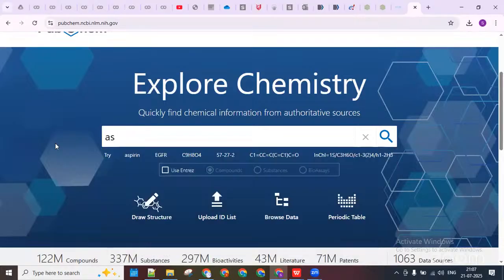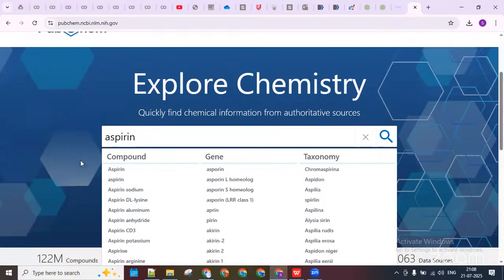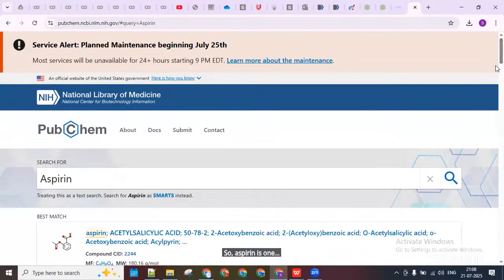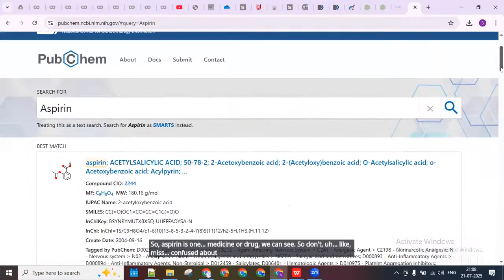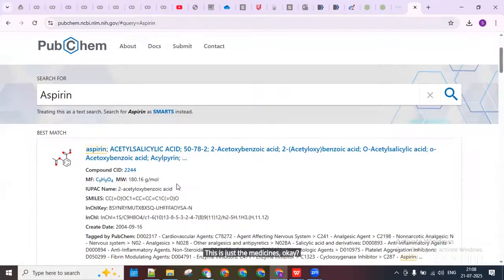just a minute, sorry, aspirin. So aspirin is one medicine or drug, we can say. So don't get confused, this is a different type of drug. This is just the medicines, okay? Formulated medicines. Okay, so this is the drug. Here is the information given.